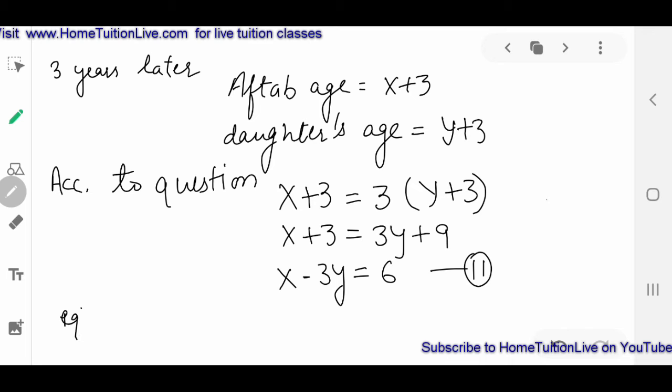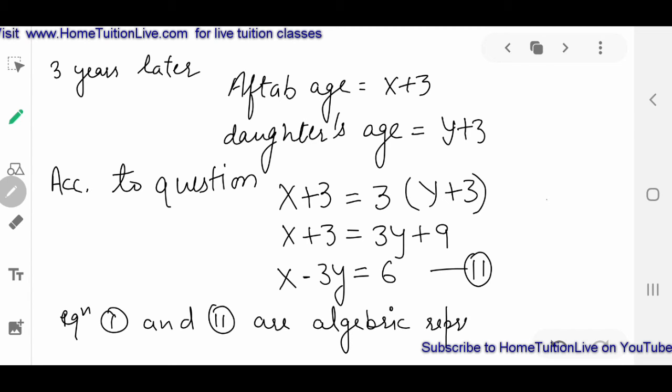These are the algebraic representation of the situation. You can write here like this: equations 1 and 2 are the algebraic representation of the situation.